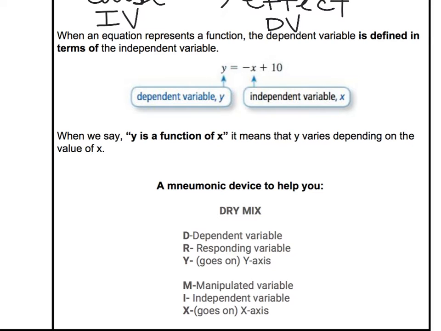So when an equation represents a function, the dependent variable is defined in terms of the independent variable. So you'll see usually the independent variable a part of the equation, kind of next to some other numbers, and then the dependent is usually alone, like that.